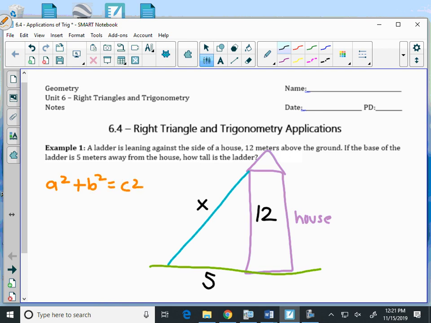Which one has to be c? The hypotenuse is always c, then it doesn't matter, make one a, make one b. Plug it in and solve for x. When we solve, what's 5 squared plus 12 squared? 169.